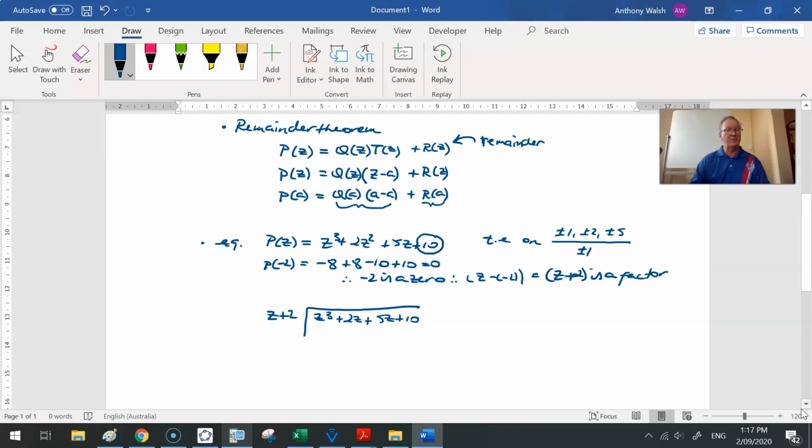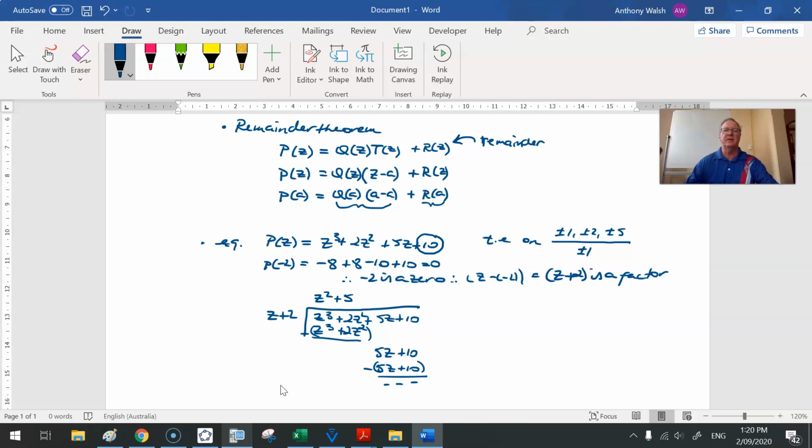Do you remember how to do long division? I'm just going to pause this and do the long division and see what we end up with. So when I take z plus 2 and divide it into z cubed plus 2z squared plus 5z plus 10, I get it goes into z squared plus 5, no remainder. Okay? Always good practice to do your long division.